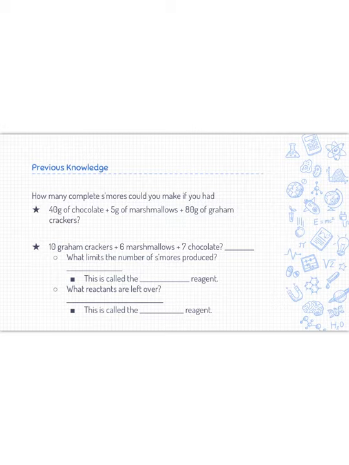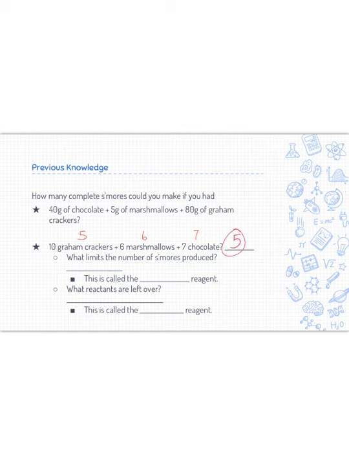So if 2 graham crackers, 1 marshmallow, and 1 piece of chocolate make 1 s'more, how many s'mores could we make if we have 10 graham crackers, 6 marshmallows, and 7 pieces of chocolate? Well, with 10 graham crackers, technically I could make 5 s'mores. With 6 marshmallows, I could make 6 s'mores. And with 7 pieces of chocolate, I could make 7 s'mores. So overall, I can make 5 s'mores.